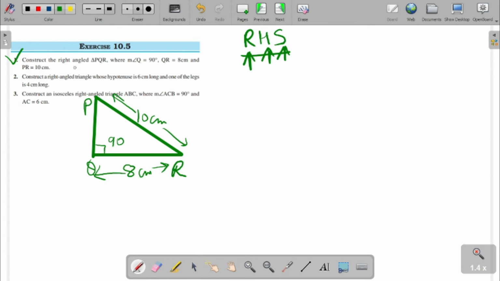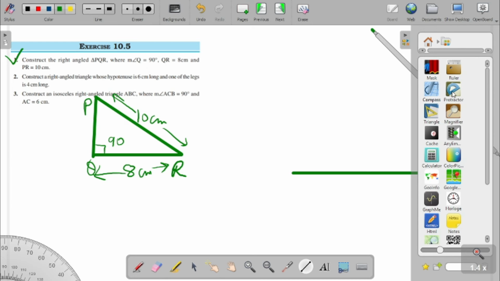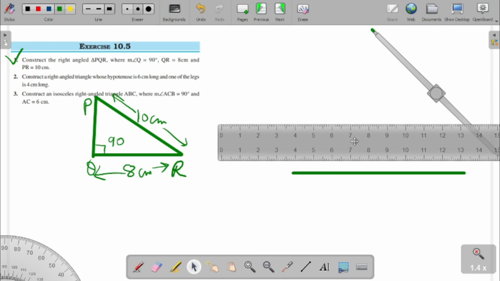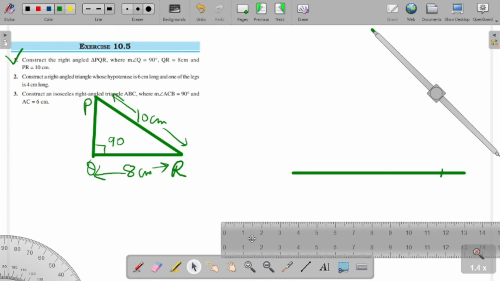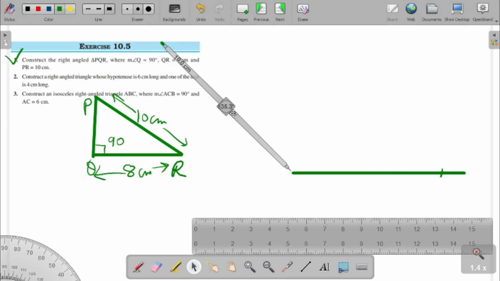This is the rough figure of P. So first we draw, we need to find, this is 8 centimeter. With the help of a ruler we can check it. 8 centimeter. Now you can see 8 centimeter. This is 8 centimeter. Let us bring it down. Then PV. Now with the help of this one we make 90 degree.